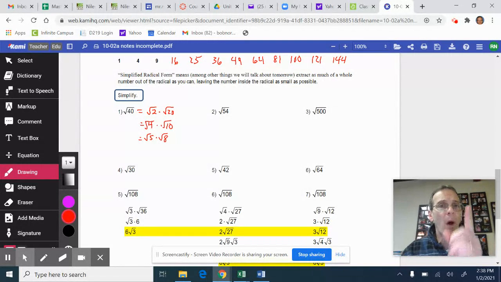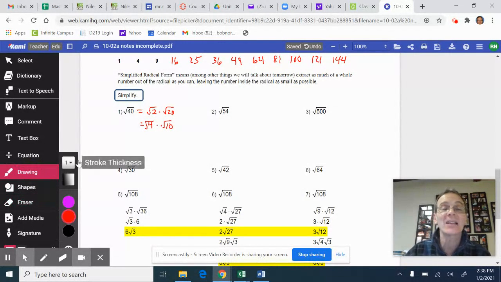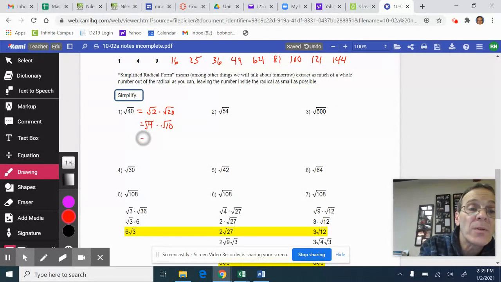But one of those square root numbers, just one of them, could now be turned into a whole number. Do you see which one? It's the square root of 4, right? Square root of 4 is exactly the whole number 2. So now that square root of 4 can become a 2. The square root of 10, that's not a nice whole number. Okay.